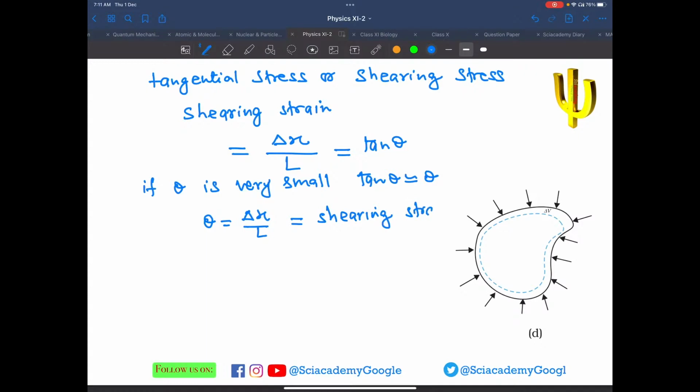So, friends, you must remember this relationship, because based on this relation, numerical problems are asked. When you study physics, numerical problems are very important, and numerical problems are the base of physics. To solve numerical problems, your concepts should be clear and you should remember the formula. So you must remember this formula: shearing strain is equal to delta x by L, that is equal to theta or tan theta depending upon the theta's value.